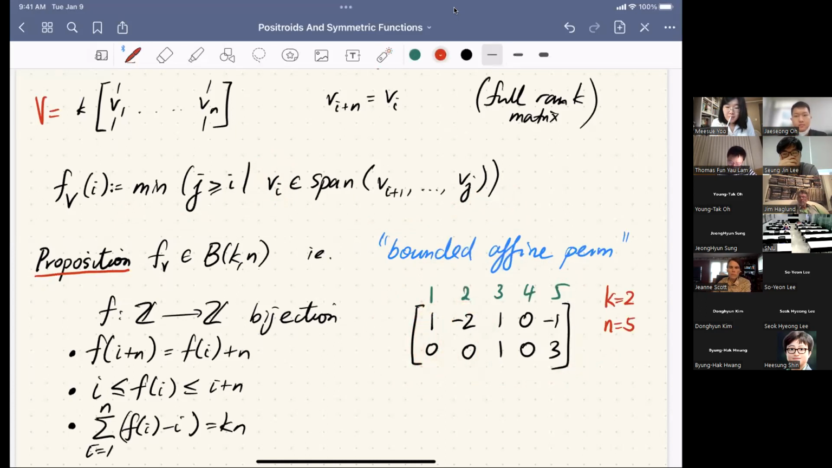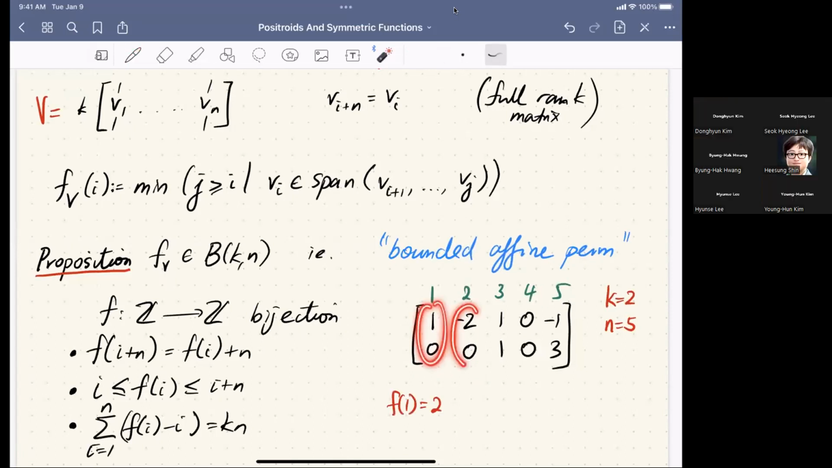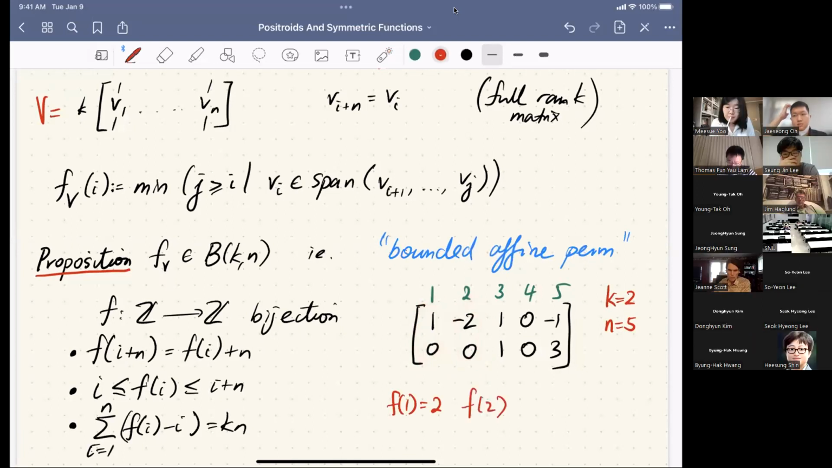So what is f of 1? F of 1 is equal to 2 because V1 is in the span of V2, because these two vectors are parallel. So what about f of 2? F of 2 is not equal to 3 because V2 and V3 are not parallel. F of 2 is not equal to 4 because this vector is the 0 vector, so it doesn't increase the span, so we still don't include this in the span. So f of 2 turns out to be 5.